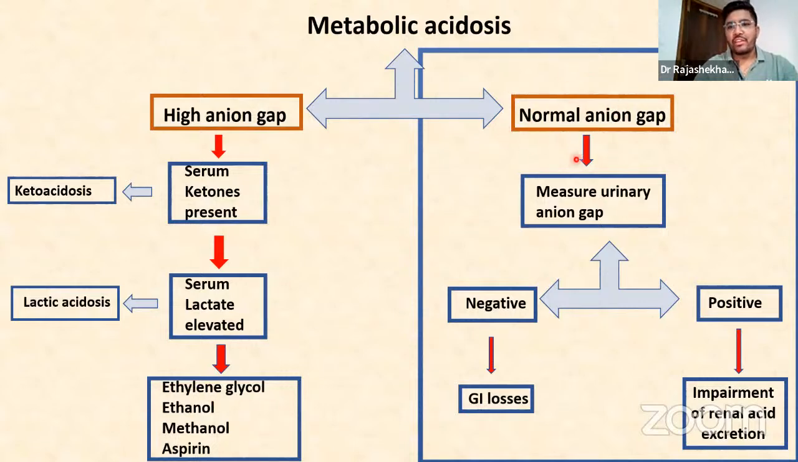If you see a normal anion gap metabolic acidosis, the next thing is to always measure the urinary anion gap. If the anion gap is negative, that means the kidney is able to excrete the acid. That means it is GI losses. Whereas if the urinary anion gap comes positive, that means kidney cannot excrete the H+. So it is kidney which is losing the bicarbonate.